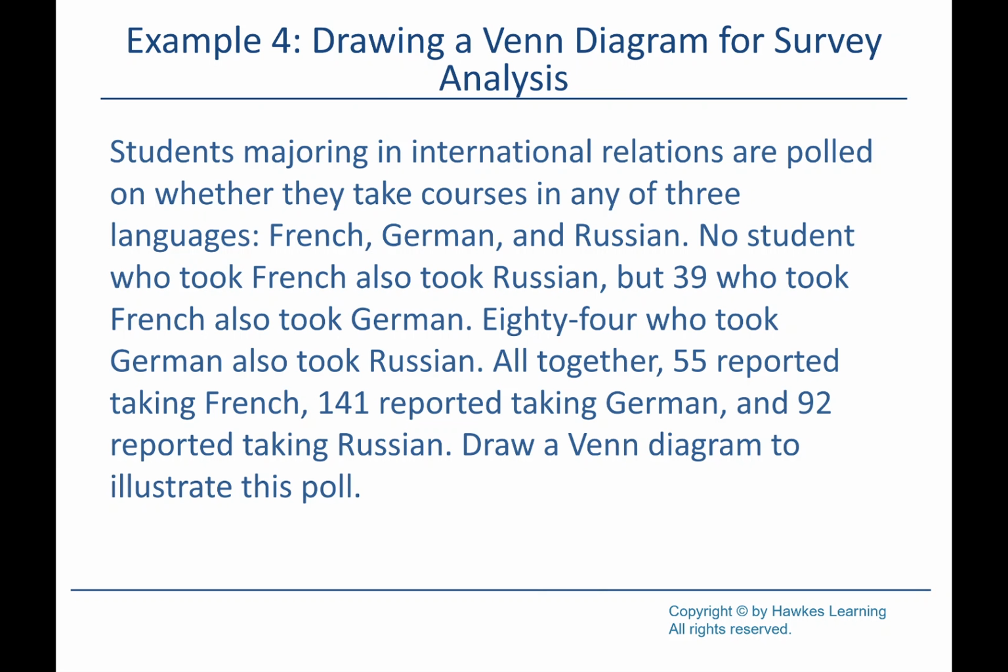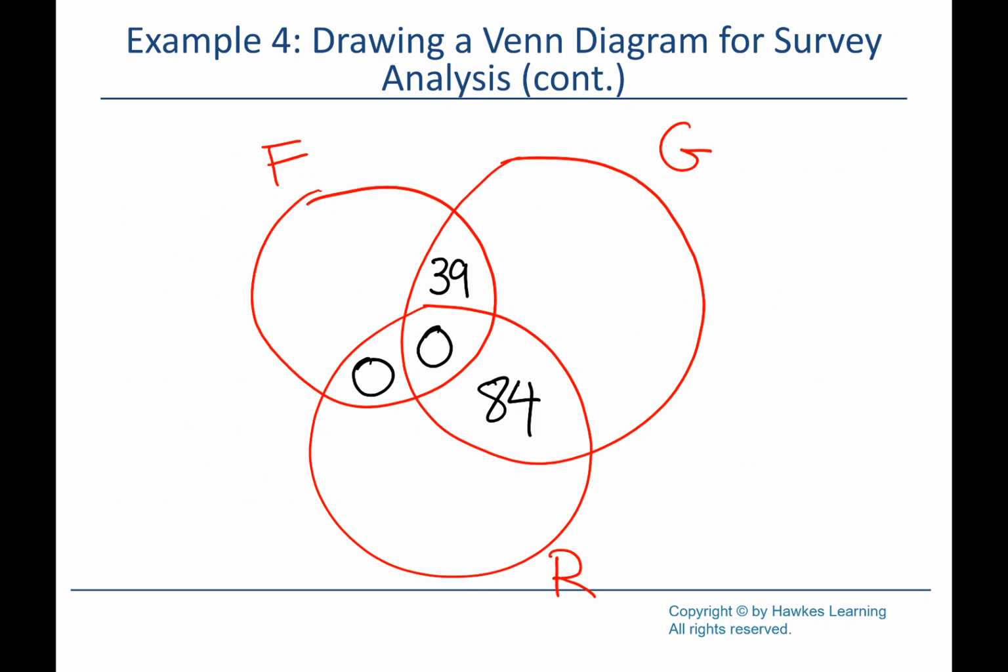So, all right, if we're just going in order of how we read, it says altogether 55 reported taking French. So we know the F circle has to total up to 55. We've got 39 in there already. So we do 55 minus 39. We get 16.